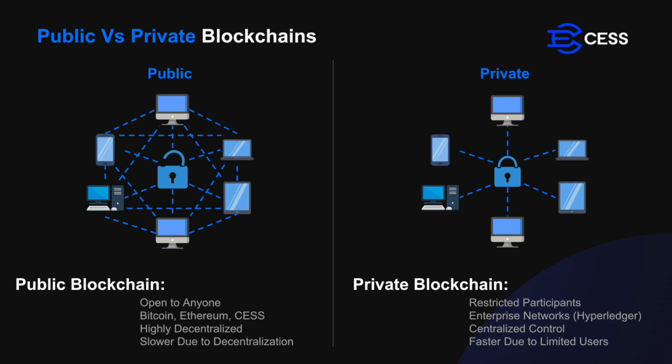So, in summary, public blockchains are more decentralized, open, and trustless, but can be slower, whereas private blockchains are faster, more controlled, and better suited for enterprise use cases.